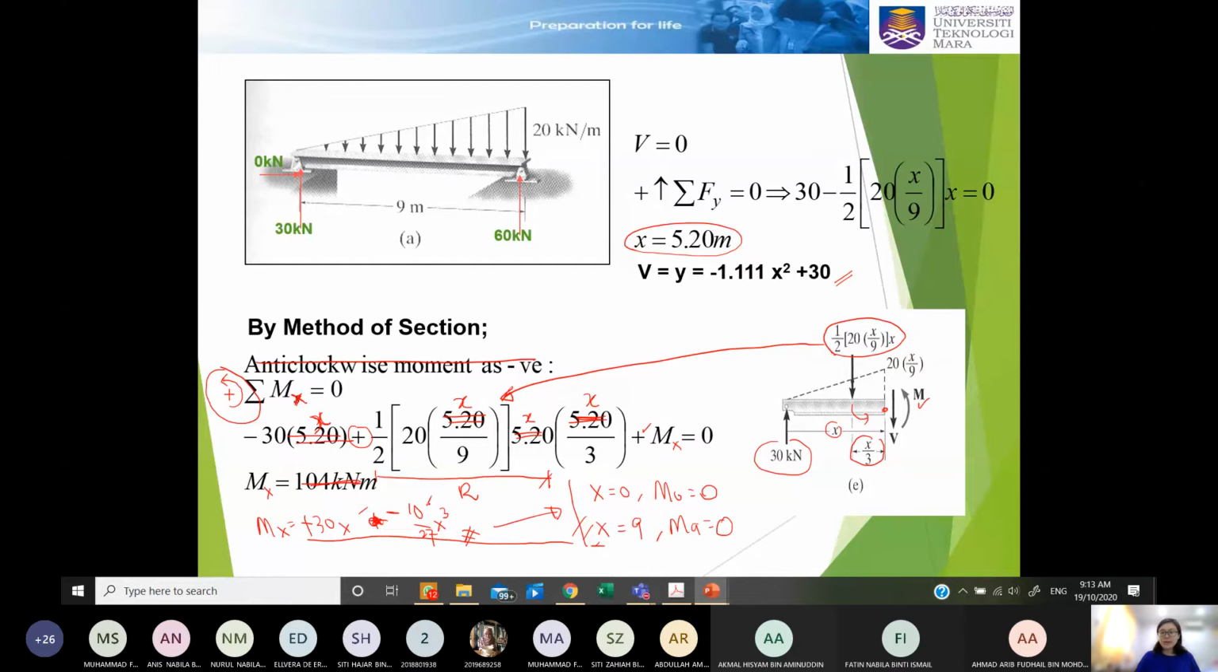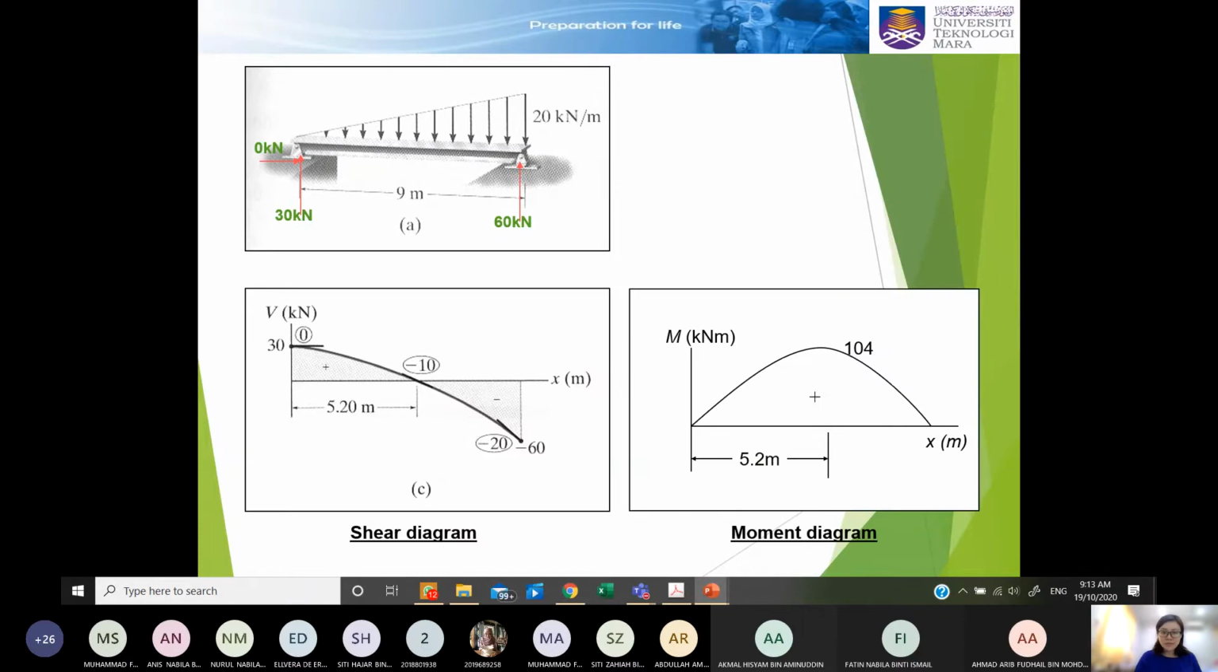Okay. So next, we will see how to draw the shear force diagram and bending moment diagram.